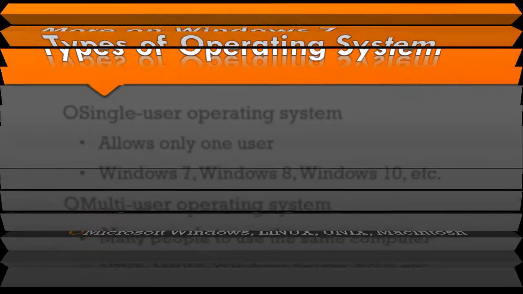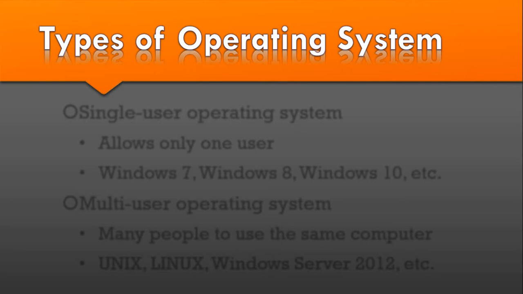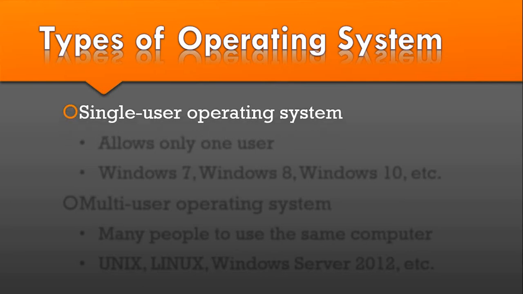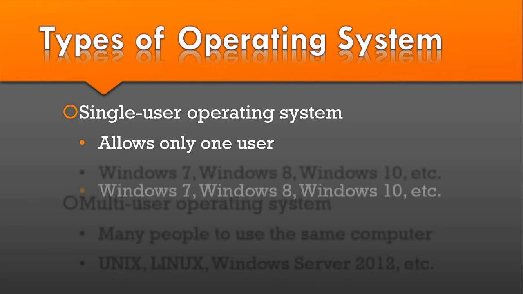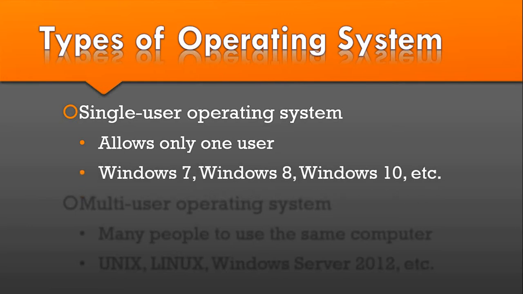There are two types of operating system. First one, single user operating system. It allows only one user at a time to work on a computer. Examples of single user operating system are Windows 7, Windows 8, Windows 10, Windows XP, Mac OS, etc.